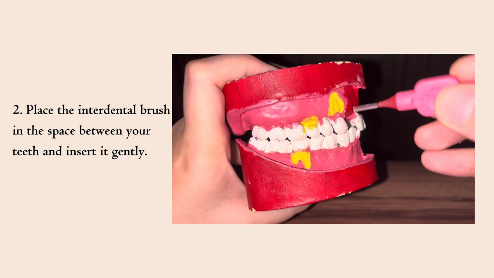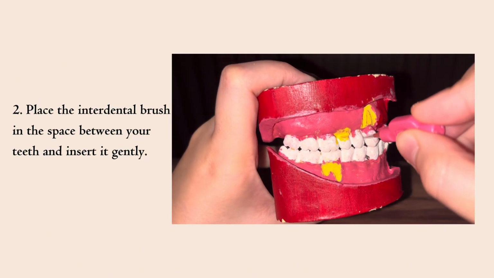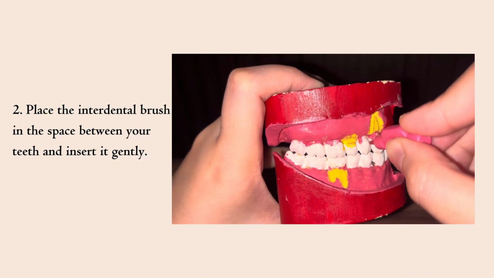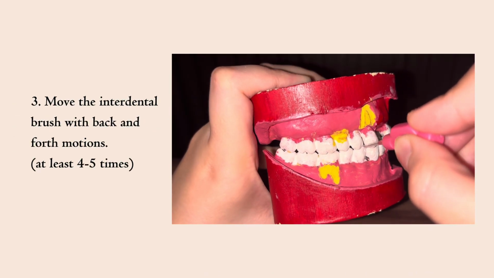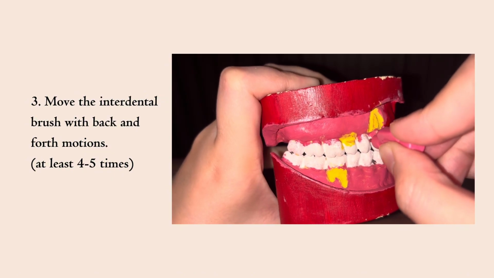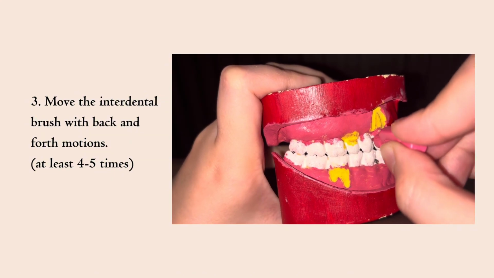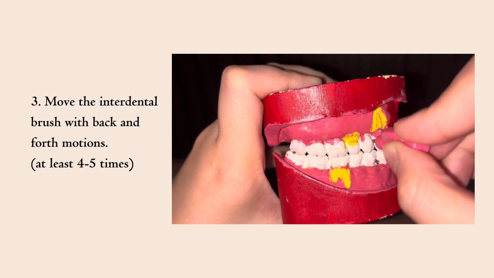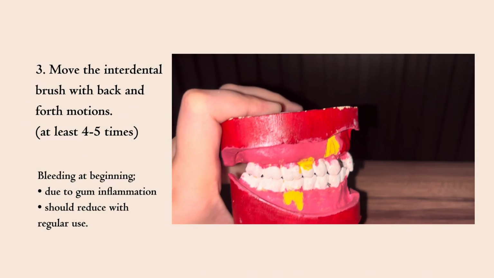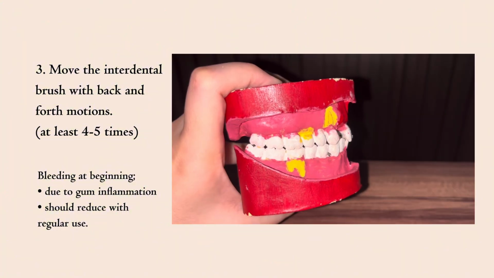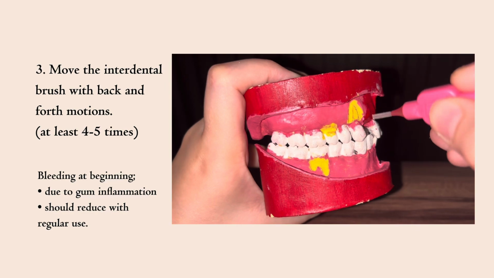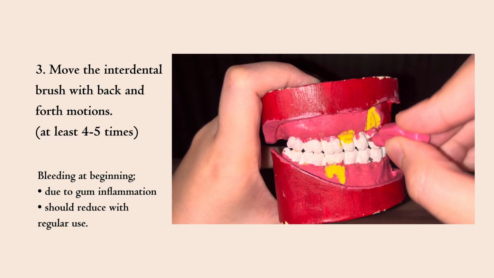Place the interdental brush in the space between your teeth and insert it gently. Move the interdental brush with gentle back and forth motions for at least 4 to 5 times. Avoid twisting or forcing the brush. You may experience slight bleeding at the beginning. This is due to the gum inflammation and should reduce with regular use.